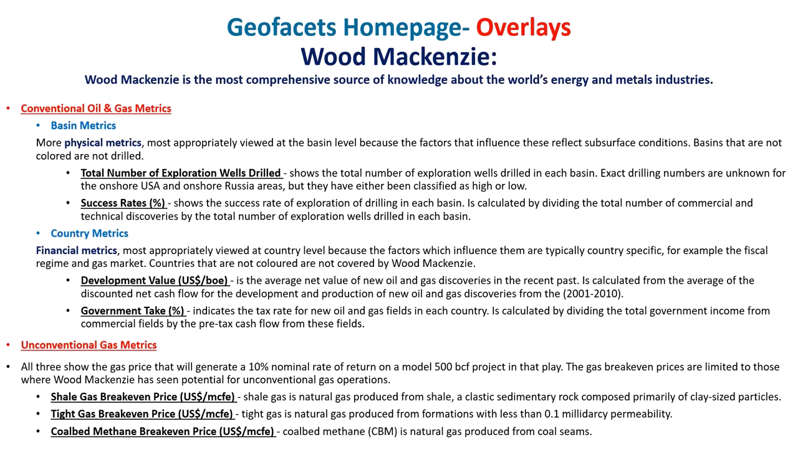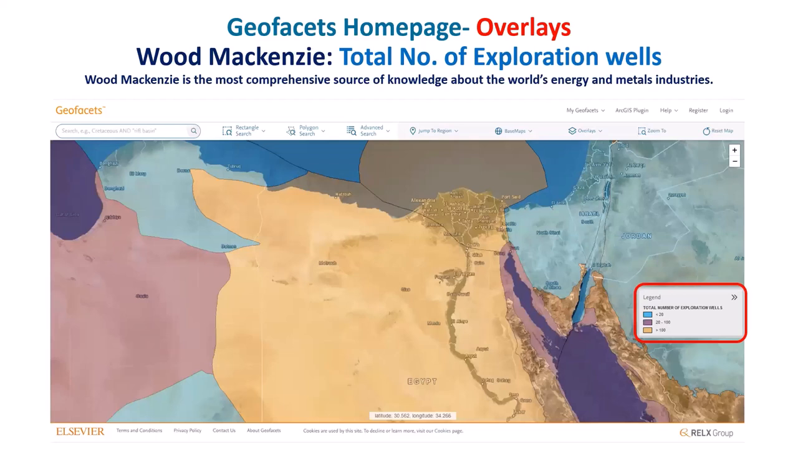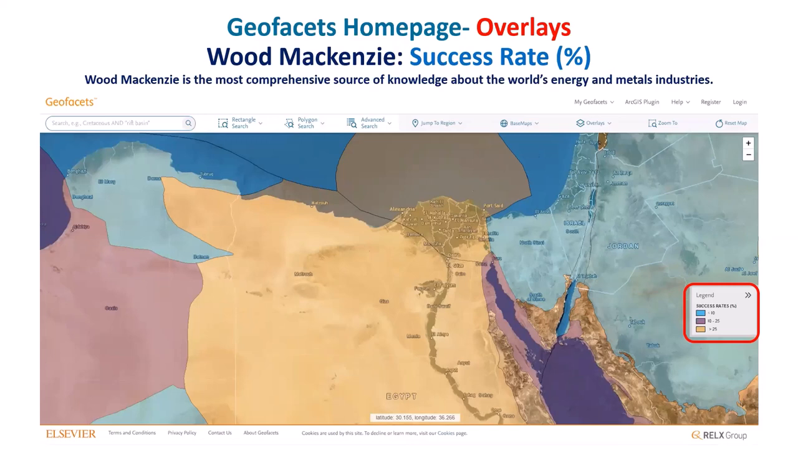And if you'd like to get more details, you can click to go to the Wood Mackenzie website for more details. But the information you can get, for example, this is an example of a total number of exploration wells within this area around Egypt. So it shows you a different color scheme. For less than 20, it's in blue, and from 20 to 100 in purple, and then more than 100 wells drilled are in brown. Same story, you can also see the success rate based on numbers less than 10%, or 10 to 25, or more than 25%. You can see all of this information can help you in your research work.